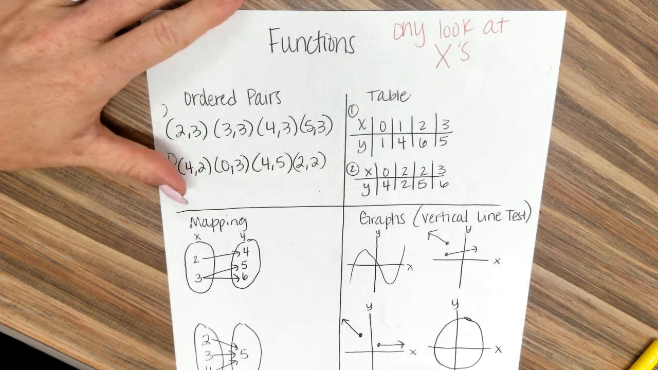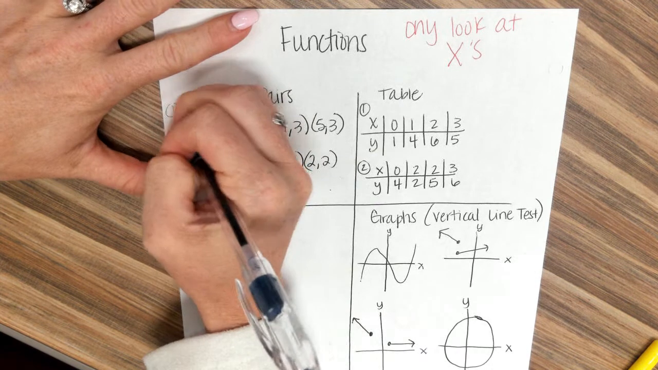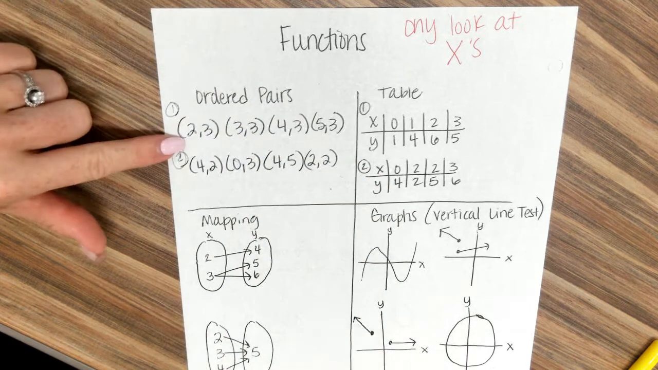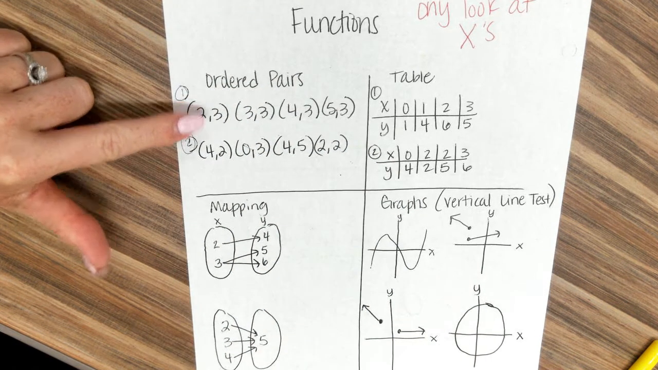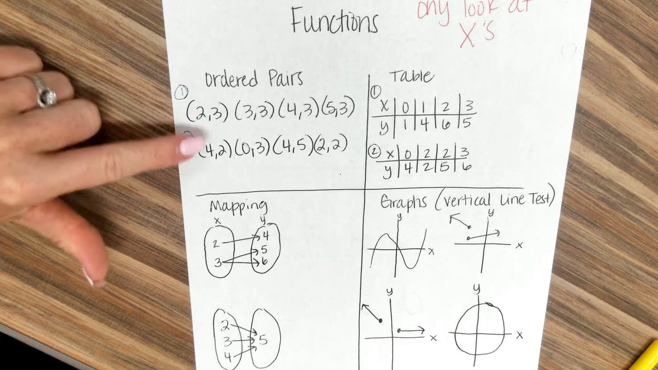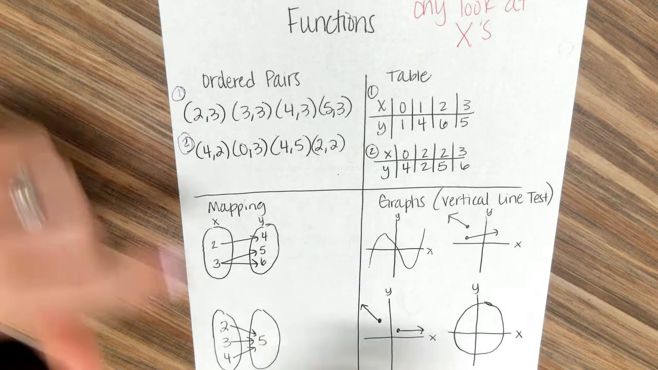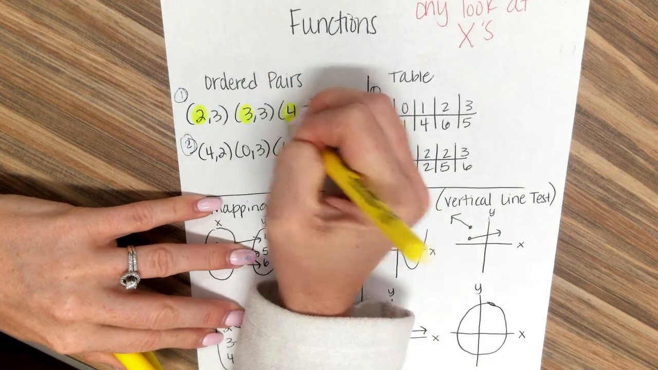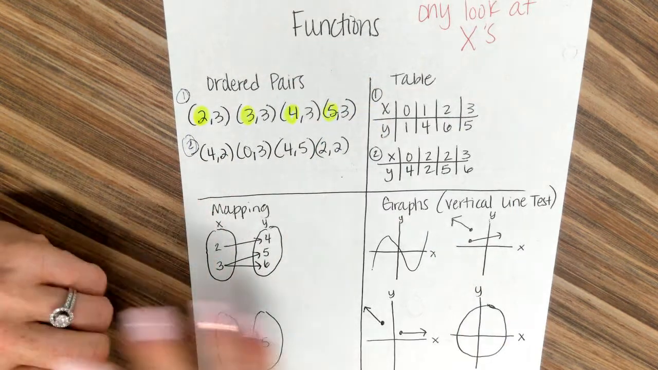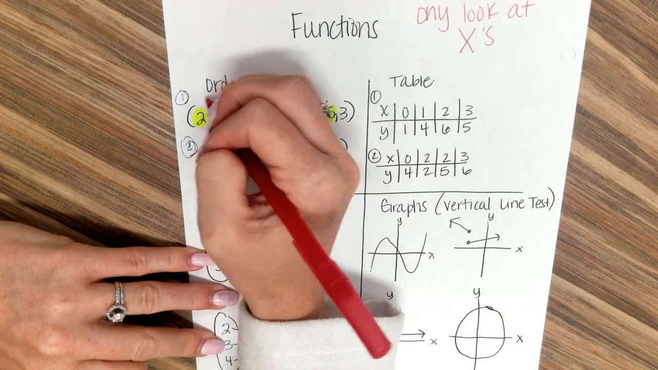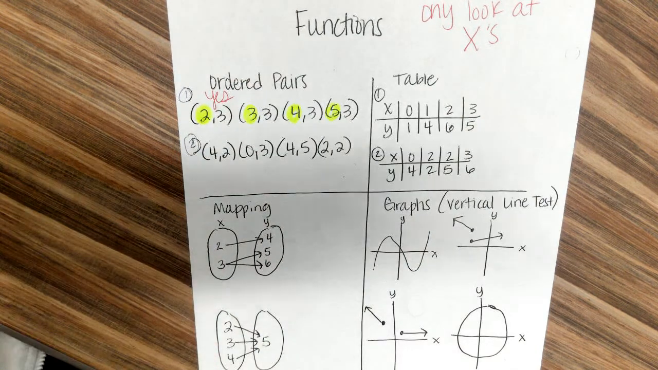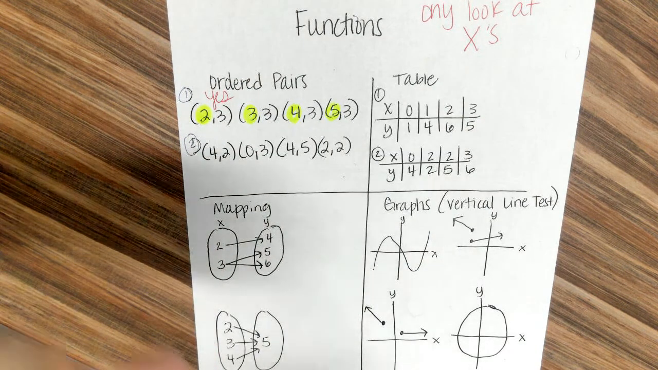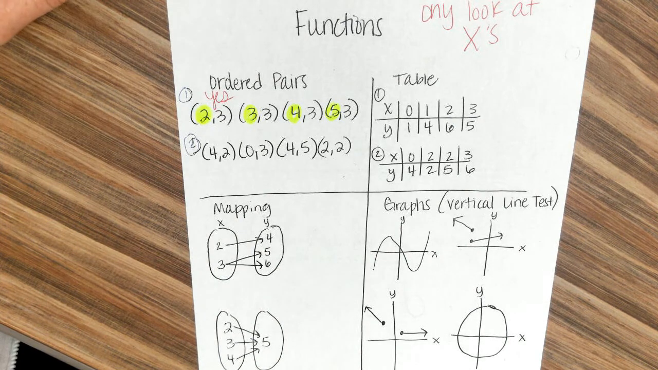So everybody look at example 1, and I know it got cut off over here, of the ordered pairs. Which one of these is a function? So here I have 2 in the X spot, 3, 4, 5. Is that a function? Yes. So number 1 is yes, it's a function because all the X's are different.